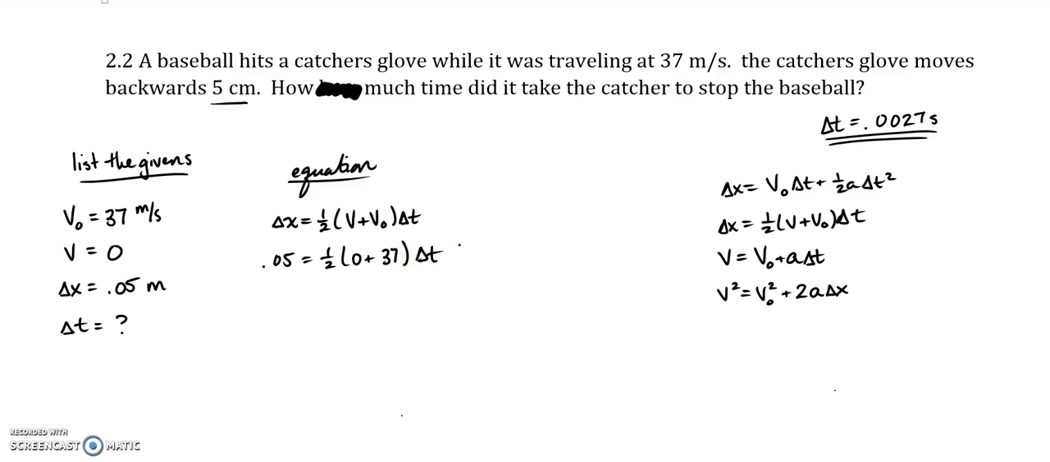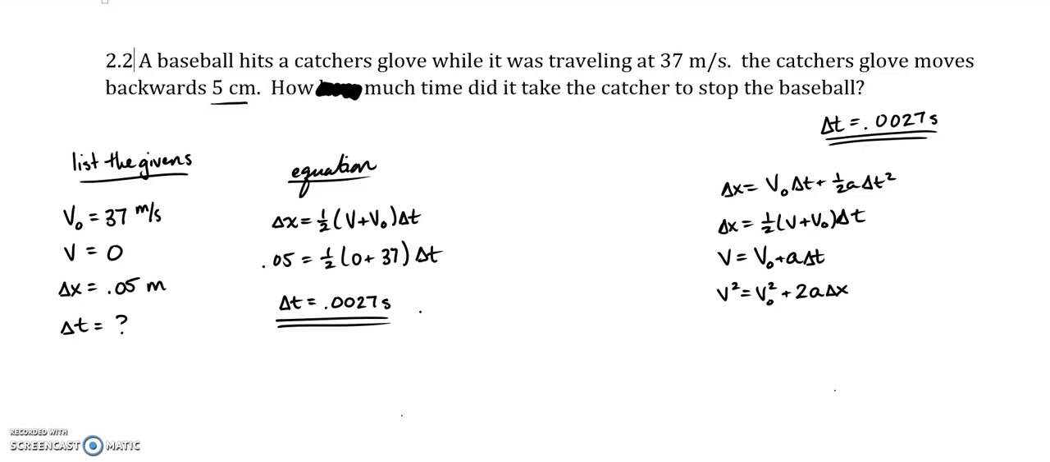So there you go. Now I'm doing algebra. Multiply by 2, divide by 37. You get yourself an answer of 0.0027 seconds. In the blink of an eye, the catcher caught the ball.